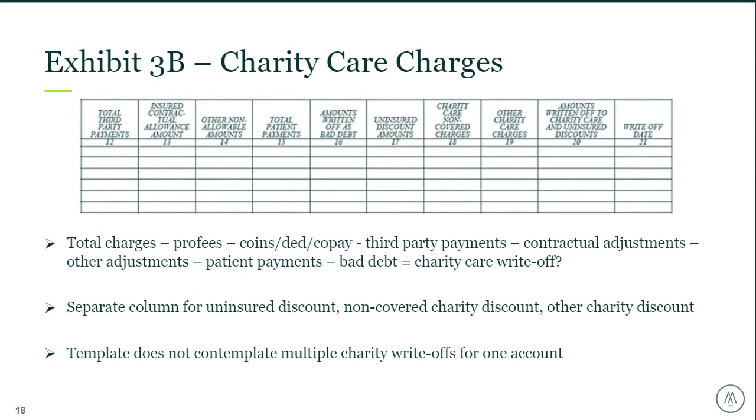Most of the remaining columns on the charity template are used to reconcile the accounts from total charges less all activity to get to your write-off claimed on S10. However, there are some inherent issues with this template. For one, it states that coinsurance, deductible, and copayment amounts are to be subtracted from total charges along with all the other activity. So if you do that, the insured charity accounts would never reconcile, as insured charity only deals with coinsurance, deductible, and copayment amounts.